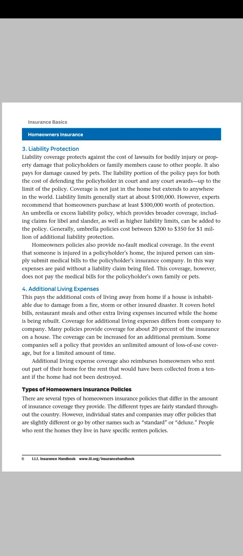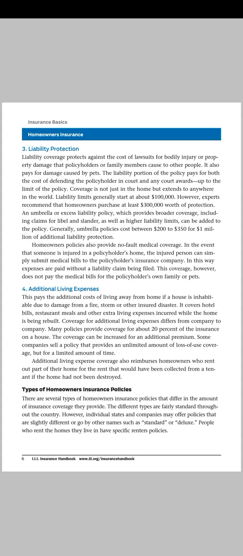Number three, liability protection. Liability coverage protects against the cost of lawsuits for bodily injury or property damage that the policyholder or family members cause to other people. It also pays for damage caused by pets. The liability portion of the policy pays for both the cost of defending the policyholder in court and any court awards up to the limit of the policy. Coverage is not just in the home but extends to anywhere in the world.